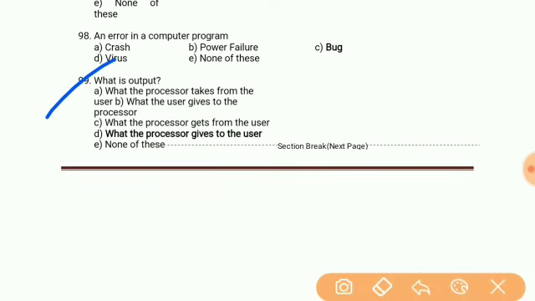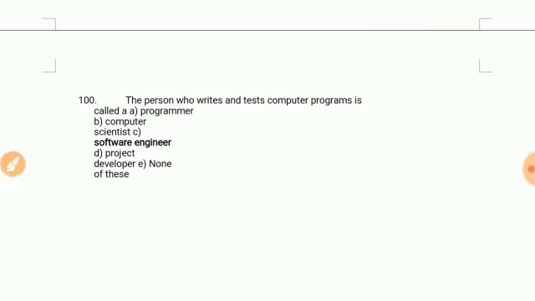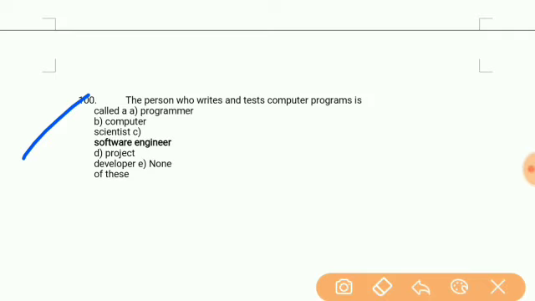Then what is the output? What the processor gives to the user. What the processor gives to the user is the output. So the last question is, the person who writes and tests computer programs is called a software engineer.